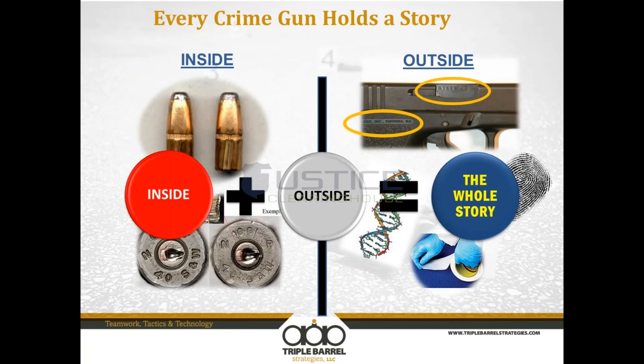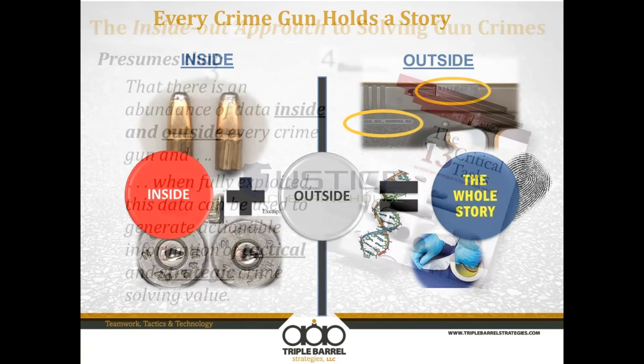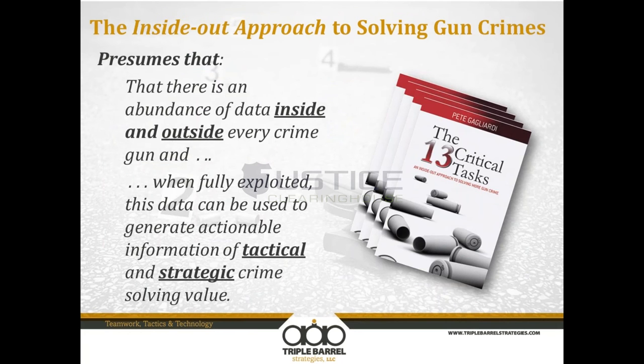Unless you have processes in place and people and technology to manage the inside plus the outside information, you'll never get the whole story. And that leads me to what I call the inside-out approach to solving gun crimes. It's simply a presumption that there's an abundance of data inside and outside of every crime gun. And when we're able to fully exploit that data, it can be used to generate actionable information of both tactical and strategic crime-solving value.